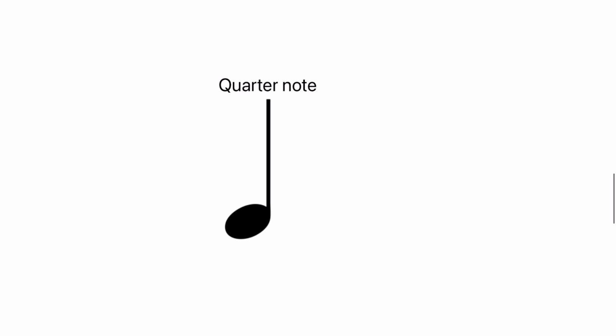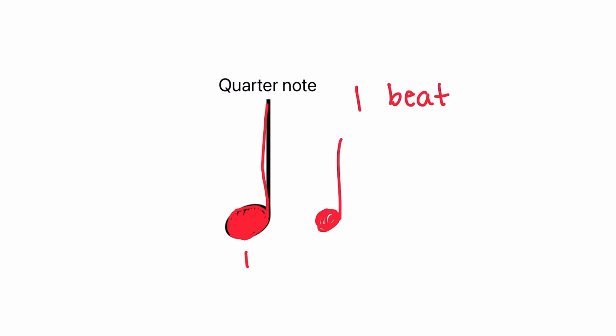So now let's take our half note. We've got our circle plus our stick, and now we're going to color it in. And now we've gone from 2 beats to only 1 beat. So our quarter note only gets 1 count. If there were more, the next one would be beat 2. The next one would be 3, and the next one would be beat 4.